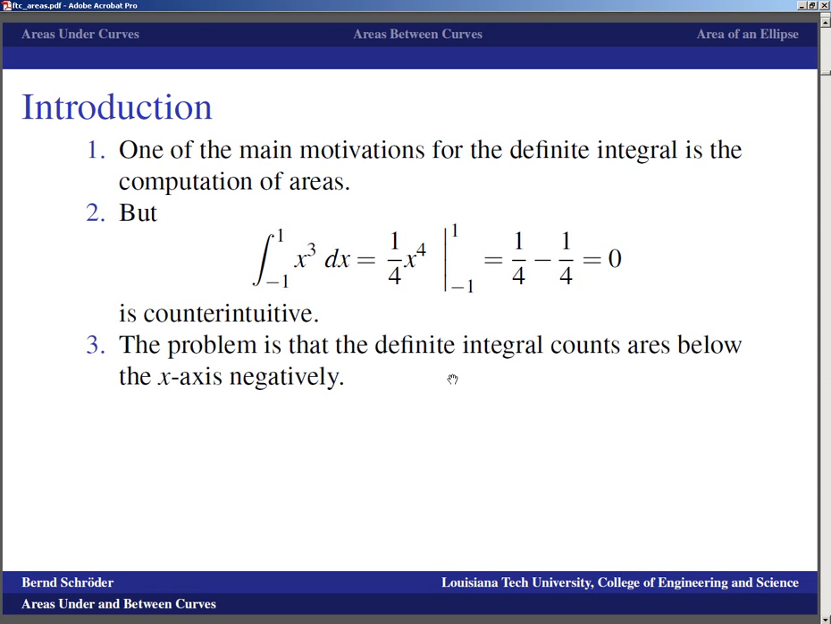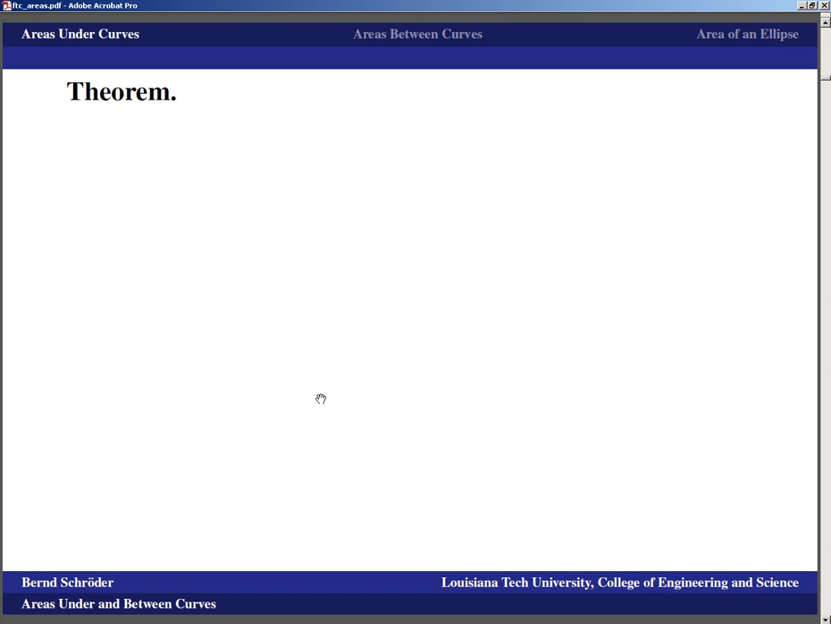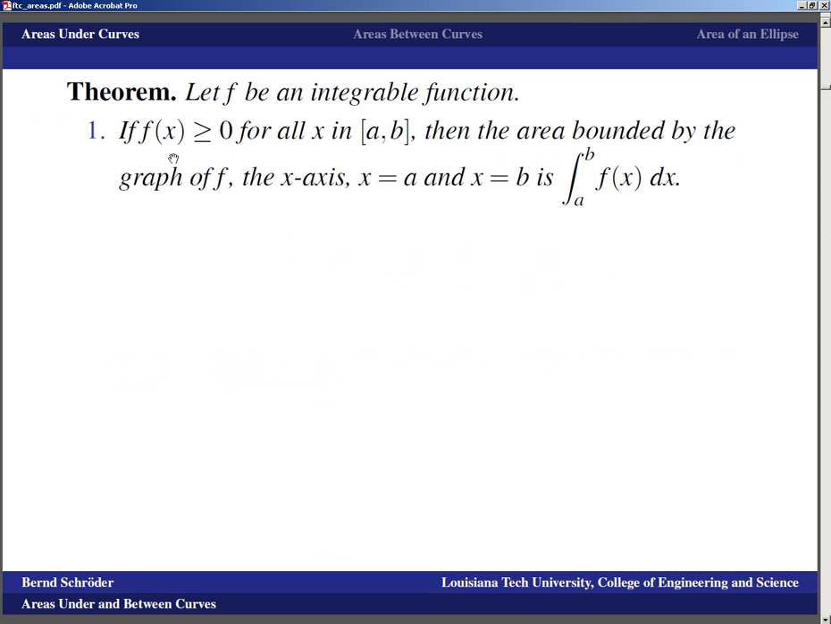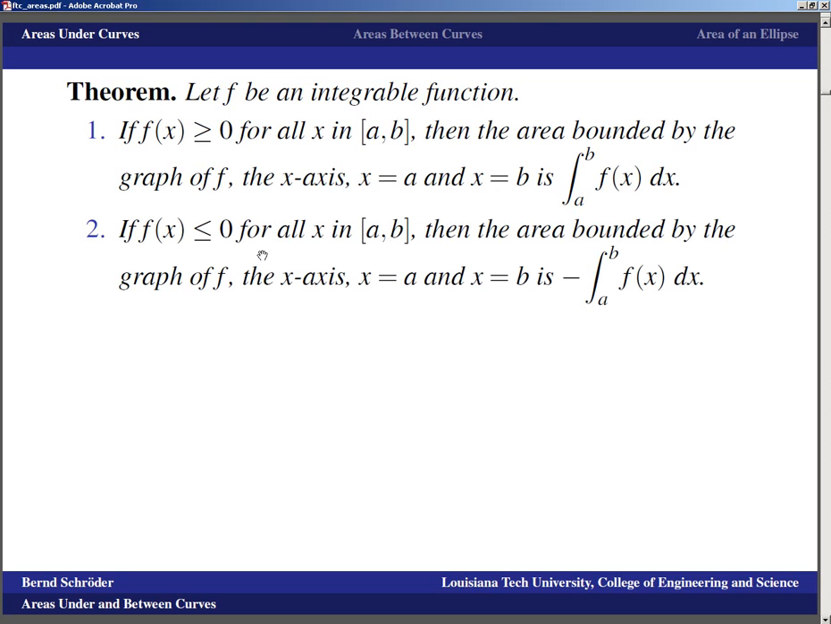Okay, so the problem is that the definite integral counts areas below the x-axis negatively. We've heard that often enough now. The theorem is very simple, and that is that if you've got an integrable function, then if the function is greater or equal than 0 for all x in the interval a, b, then the area bounded by the function, the x-axis, and the vertical lines x equals a and x equals b is just the integral of the function from a to b. And if the function is less than or equal to 0 for all x in an interval a, b, then the area bounded by the graph of f, the x-axis, and the vertical lines x equals a and x equals b is negative the integral of f of x dx from a to b.